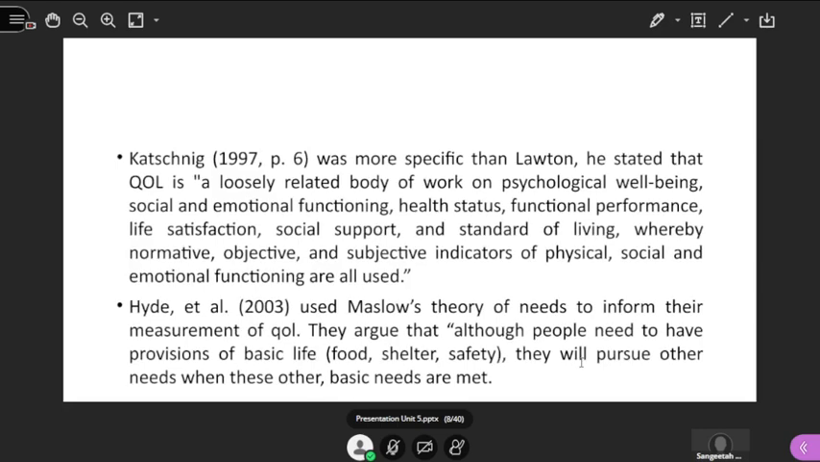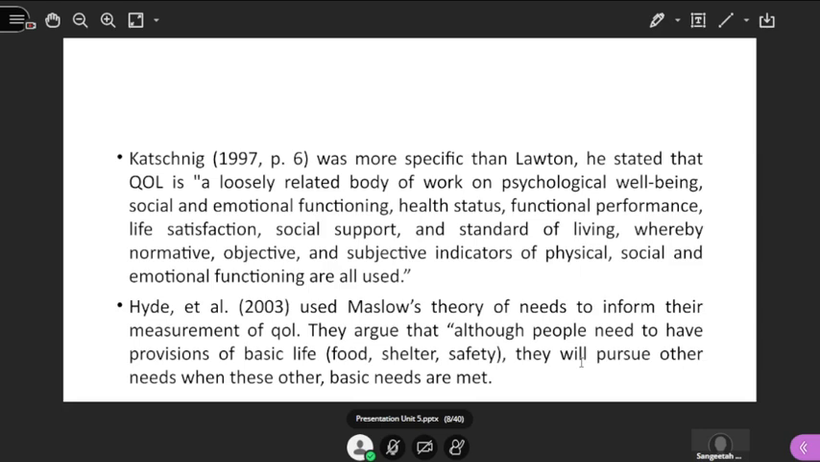So Heidi et al. use Maslow's theory of needs to inform the measurement of quality of life. They argue that although people need to have provision of basic life, food, shelter, safety, they will pursue other needs when these basic needs are met, right?